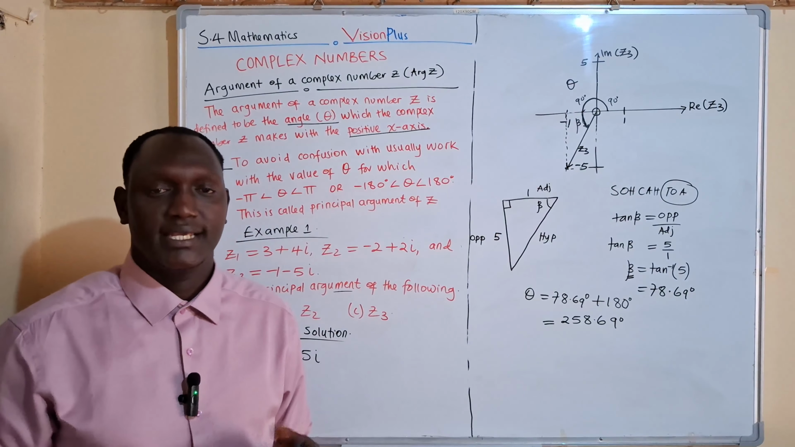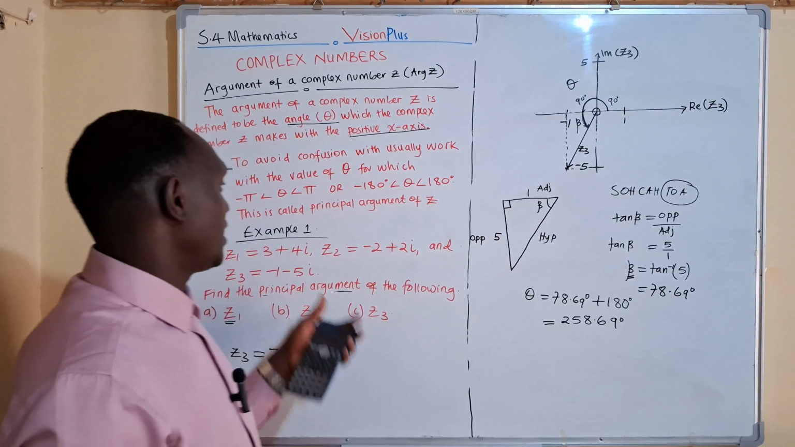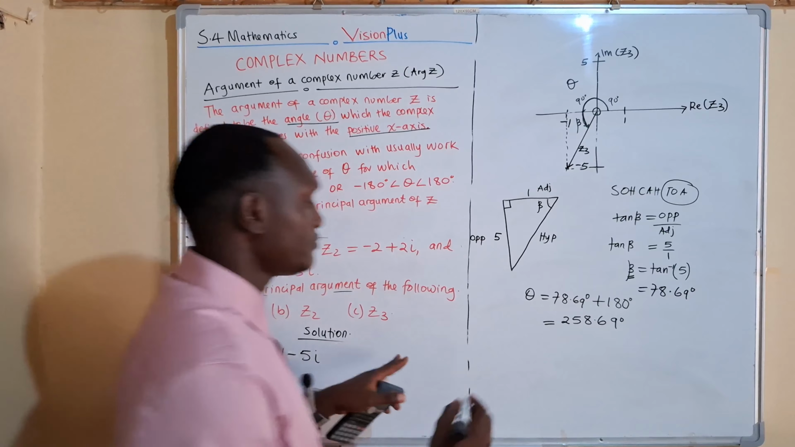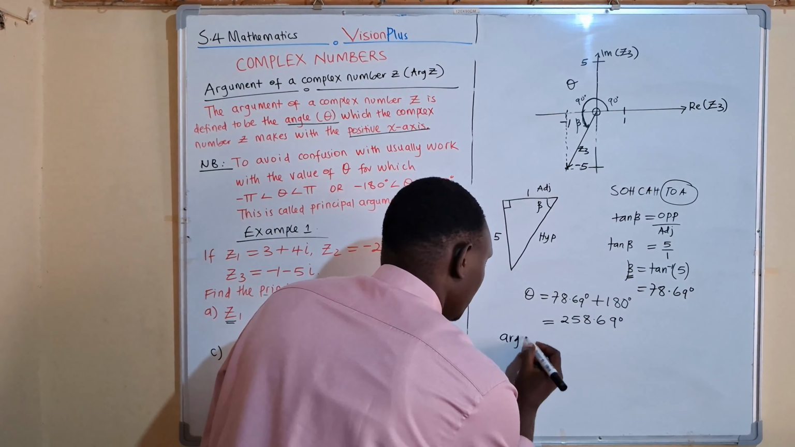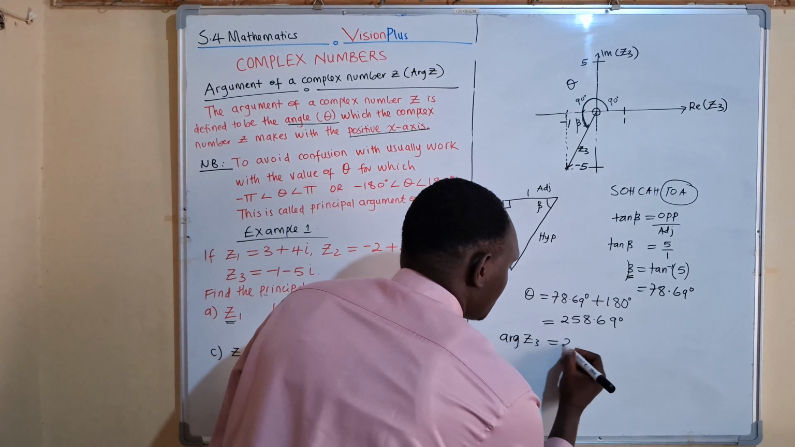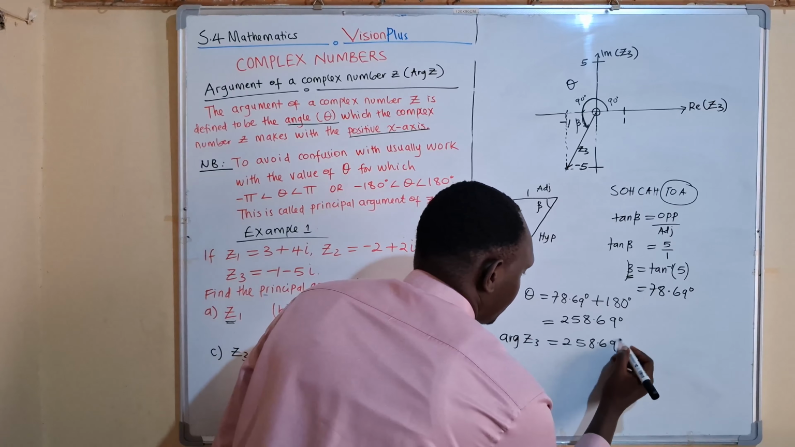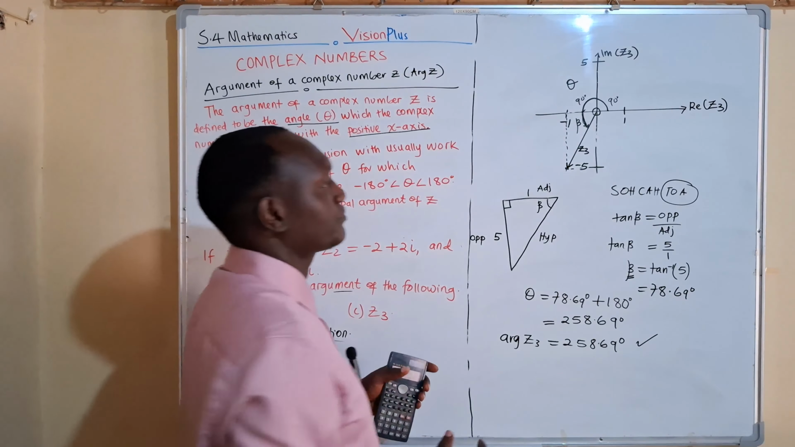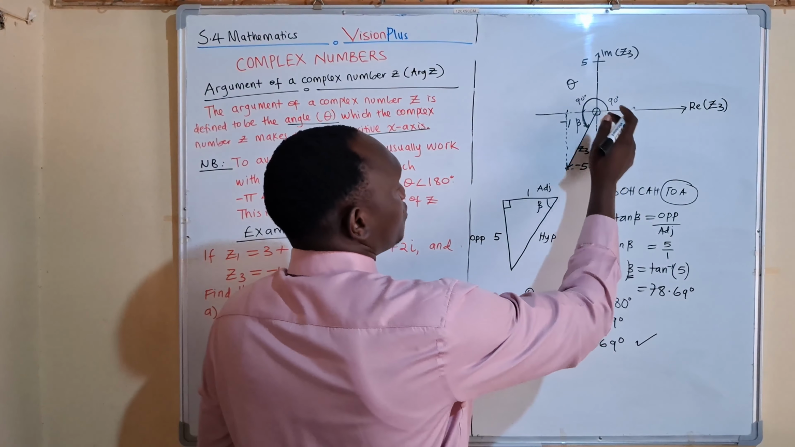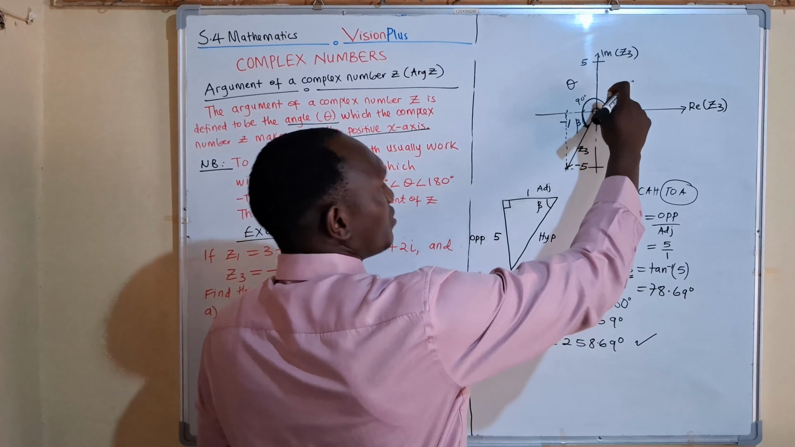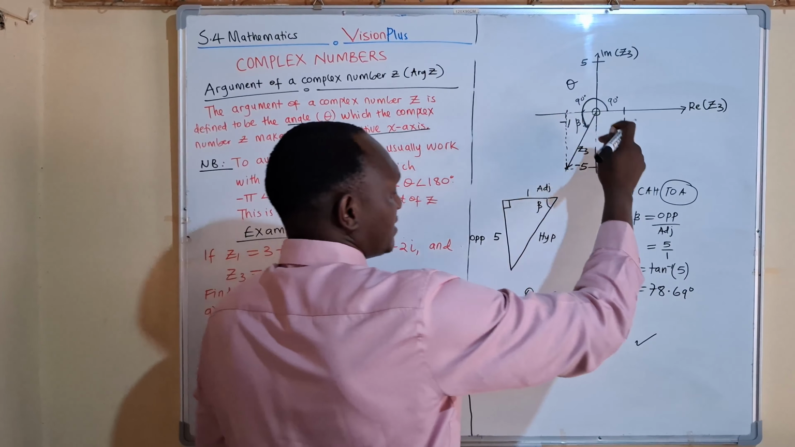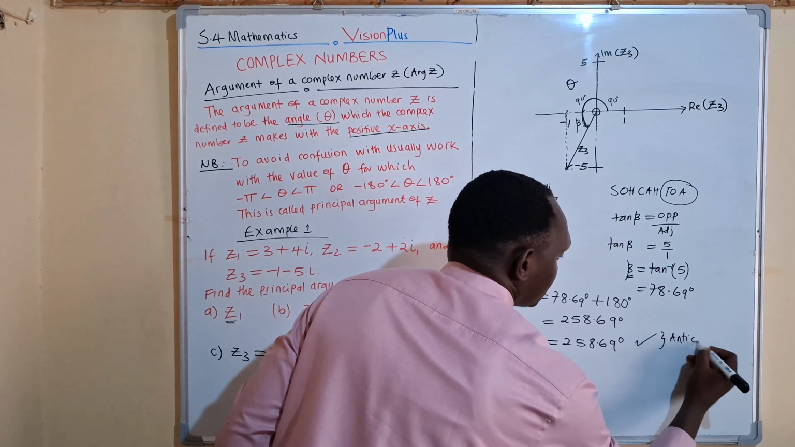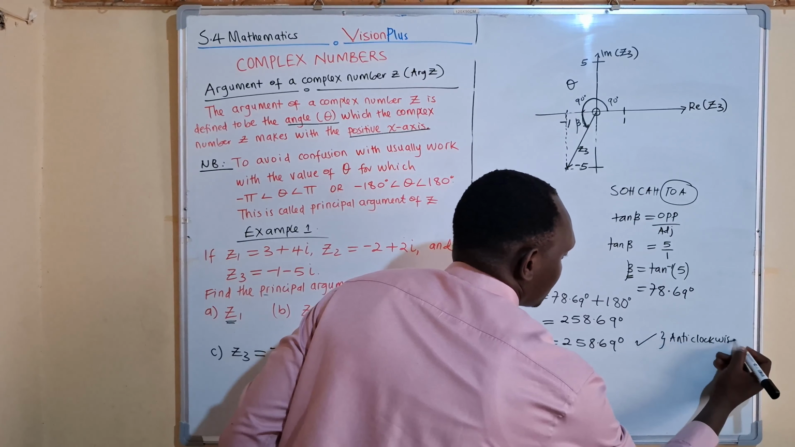This answer is not wrong. It is correct. Even if it is not lying in the range of the principal argument, this answer is correct. So we can say the argument of Z3 is 258.69 degrees. This is one answer. Now the other answer is, remember, when you are measuring from the positive x-axis, you can measure it anti-clockwise or clockwise. What we have done is anti-clockwise. Our calculations here have been anti-clockwise. If you leave this answer, it is correct.